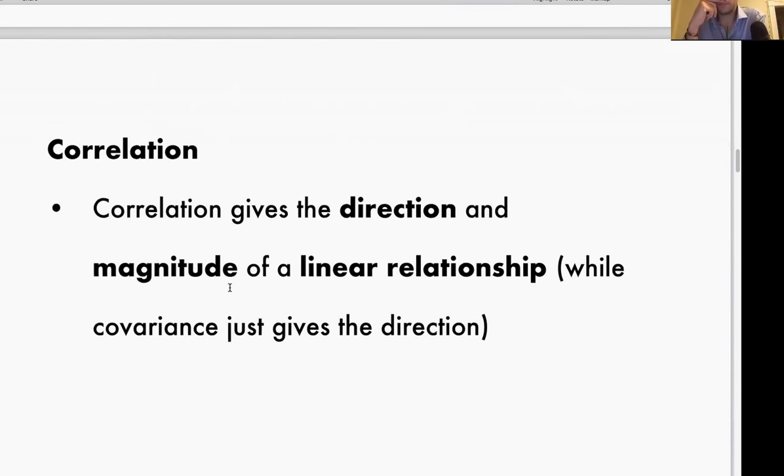So correlation, if I go back to what I said before, it's a data reduction method. So what does correlation do for us? It gives us the direction and magnitude of a linear relationship.